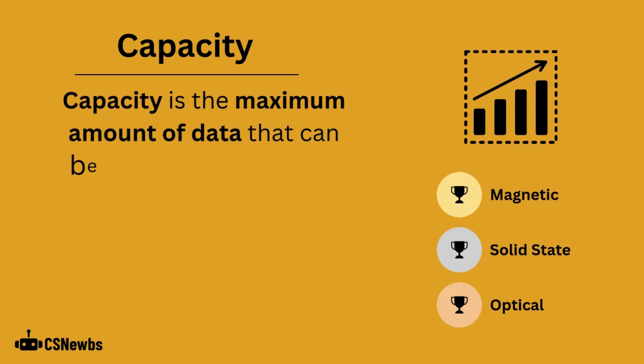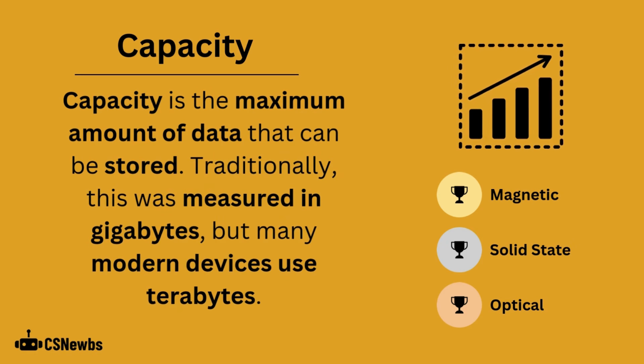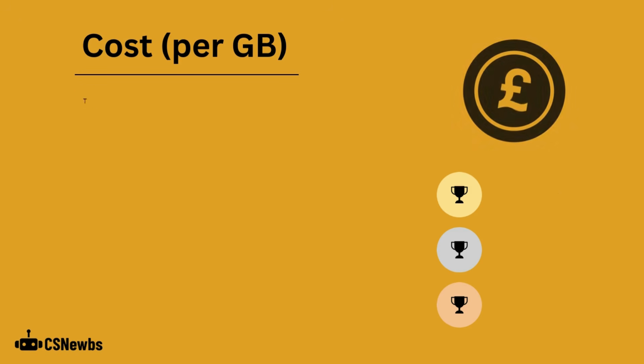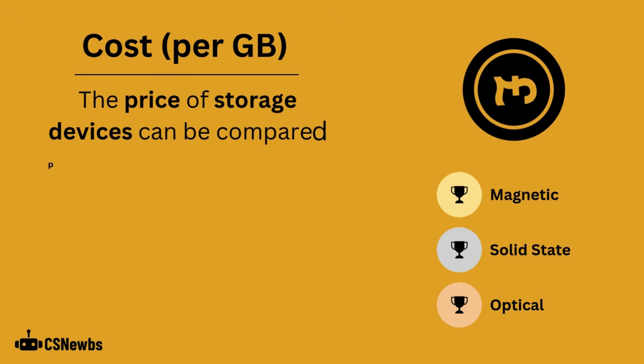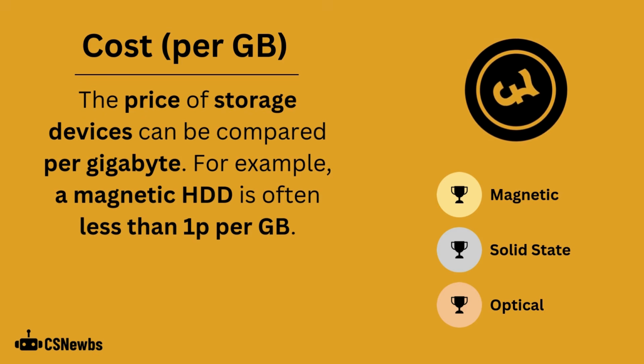Capacity is the maximum amount of data that can be stored. Traditionally, this was measured in gigabytes, but many modern devices use terabytes. The price of storage devices can be compared per gigabyte. For example, a hard disk drive is often less than 1 penny per gigabyte.